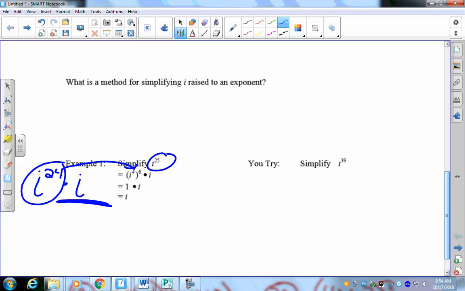If I look over here at 39, I want to figure out the biggest whole number that I can divide evenly by 4, which is 36. So I've got 36 and 3. Well, 36 divided by 4 is 9, which is, no matter what, will be 1. So really, I'm looking at an i cubed. And I remember from earlier that that simplifies to -i. So you're really just looking for that remainder, and if your remainder is an exponent bigger than 4, then you didn't pull out enough groups of 4. There's still more that can be done in there.